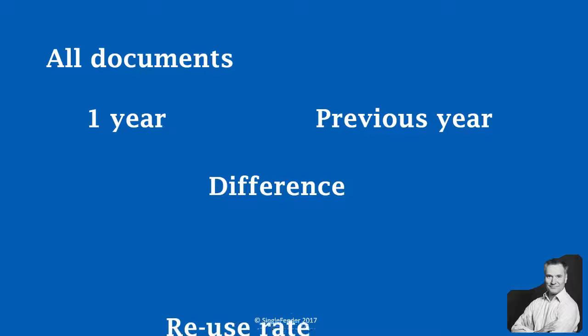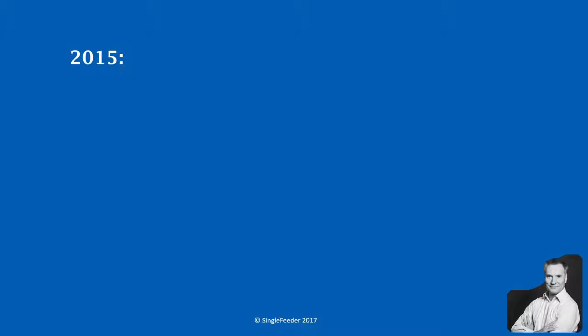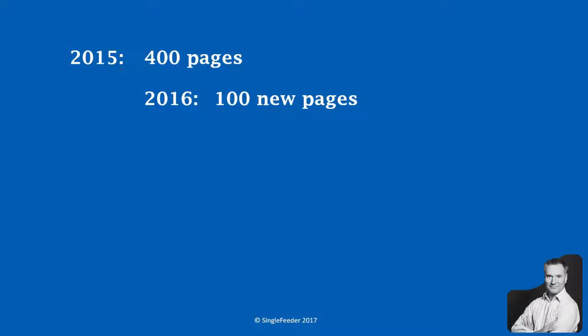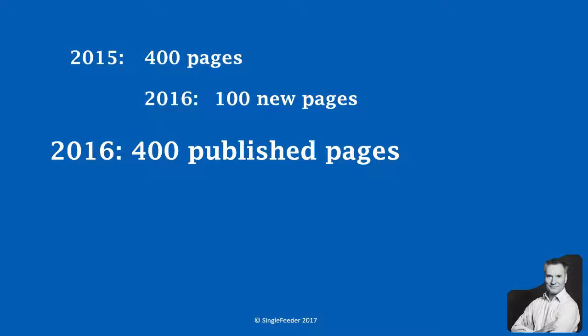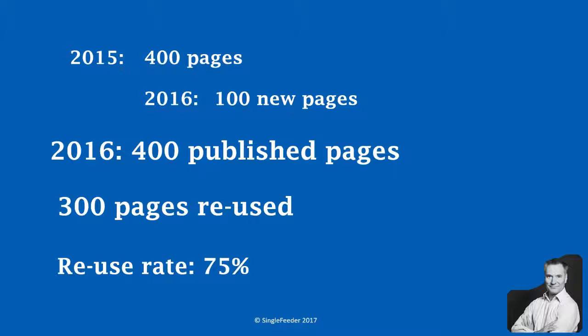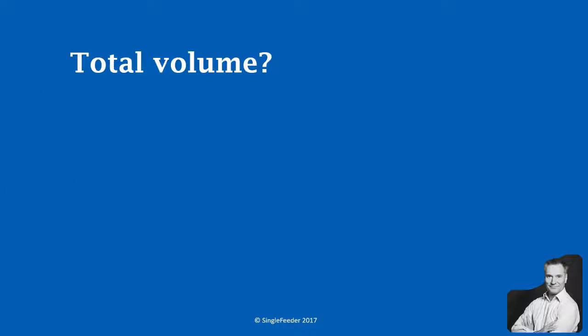Let's assume in 2015 you published 400 pages of documentation. In 2016 you created 100 new pages and in total also published 400 pages. That means you have reused 300 pages, and that corresponds to a reuse rate of 75%. If you do not know the volume of documentation published in 1 year, it is fair enough to estimate it or take other corporate figures to base your estimate on.